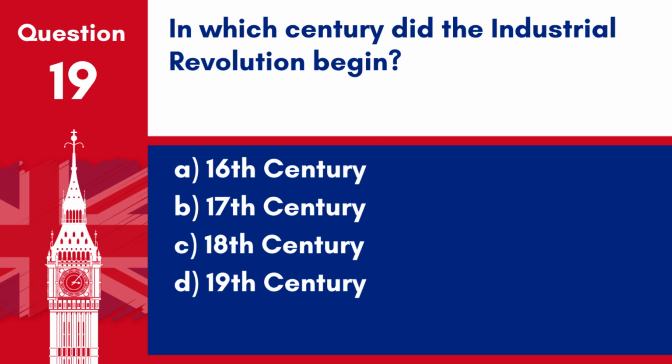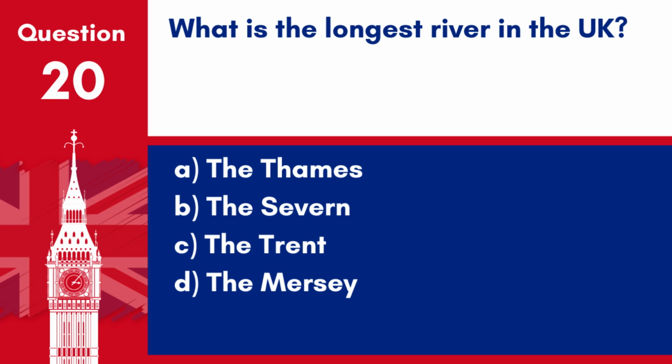Question 19. In which century did the Industrial Revolution begin? A. 16th century. B. 17th century. C. 18th century. D. 19th century. Answer: C. 18th century. The Industrial Revolution began in the 18th century, transforming Britain's economy and society with advances in manufacturing, technology, and transportation.